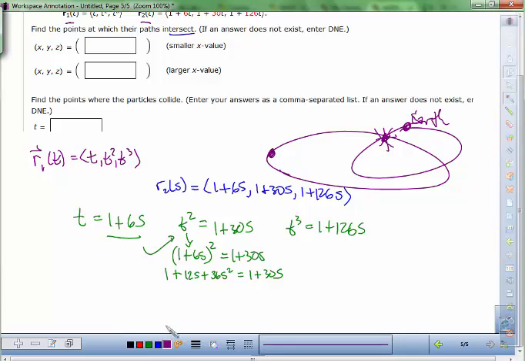But it looks like we got a bonus here. The ones cancel, and then we just have 36s squared, and then bring the 30 over, is that 18s? And so s is either equal to 0, or we can even take out an 18, right? 2s minus 1. So s is either equal to 0 or 1/2.